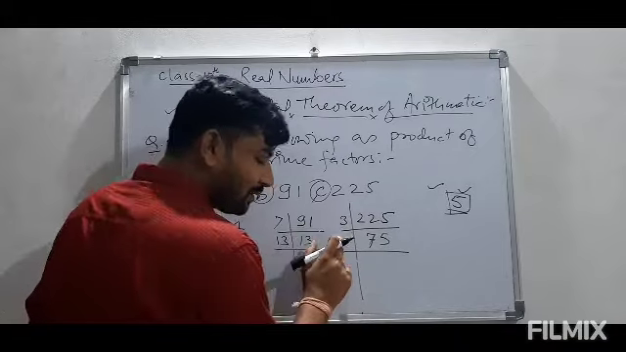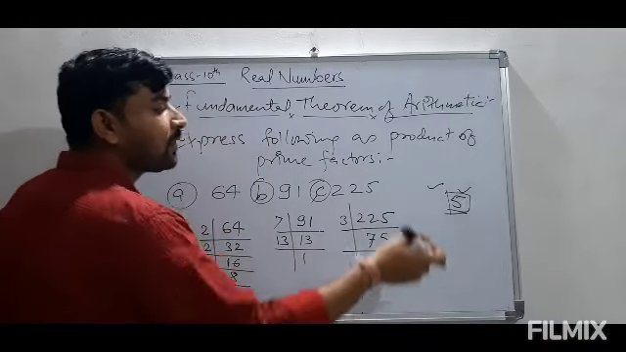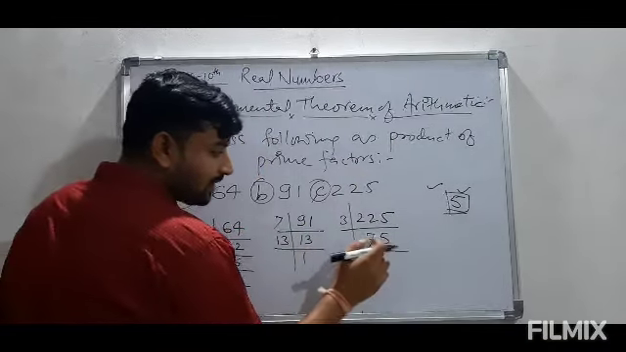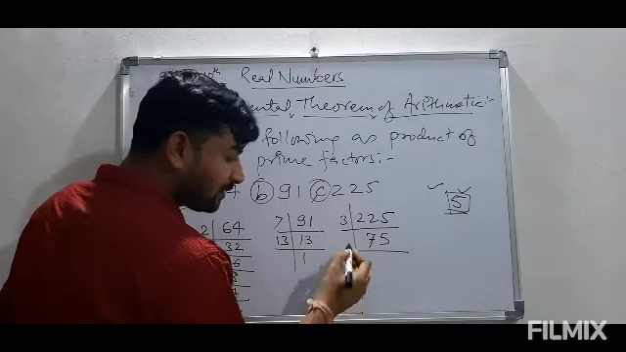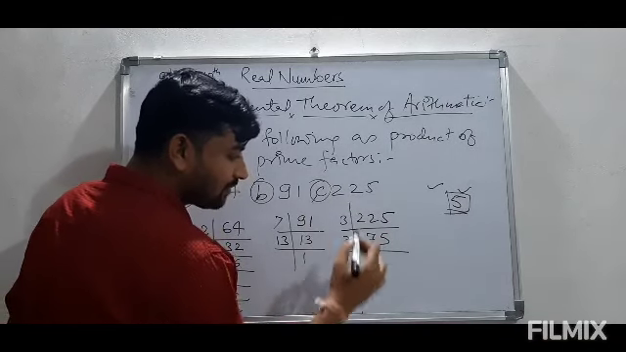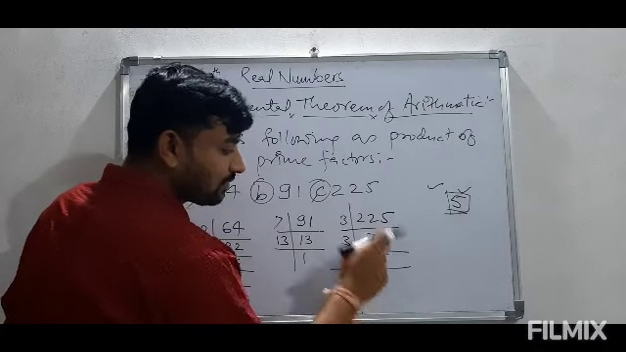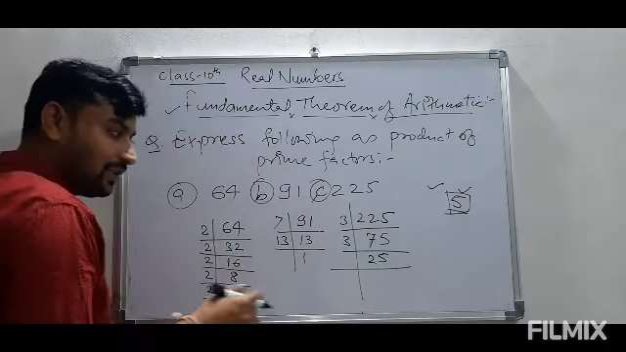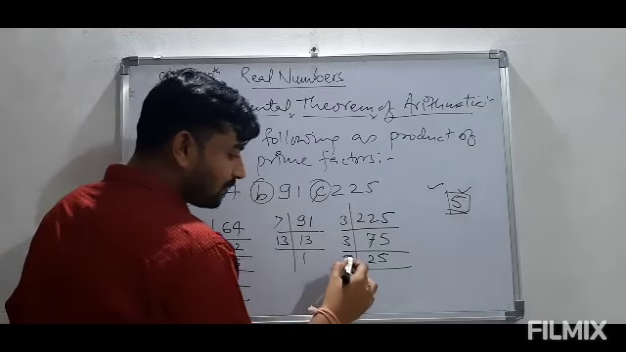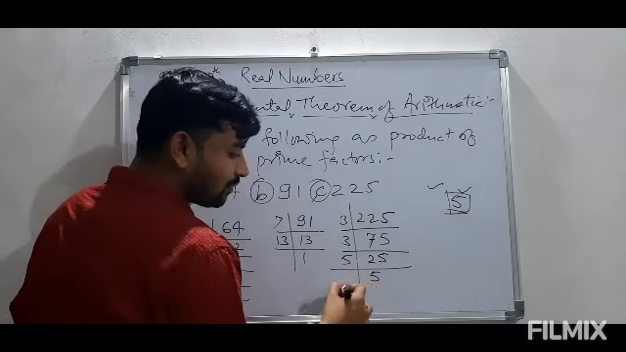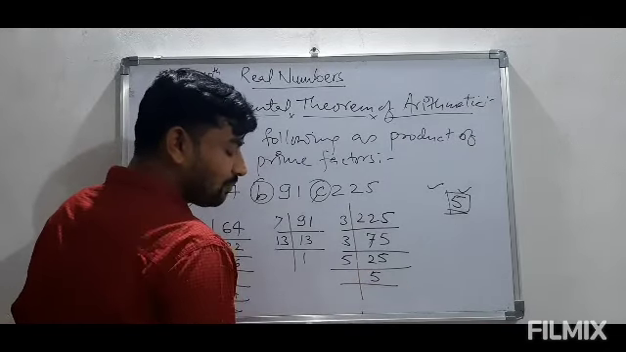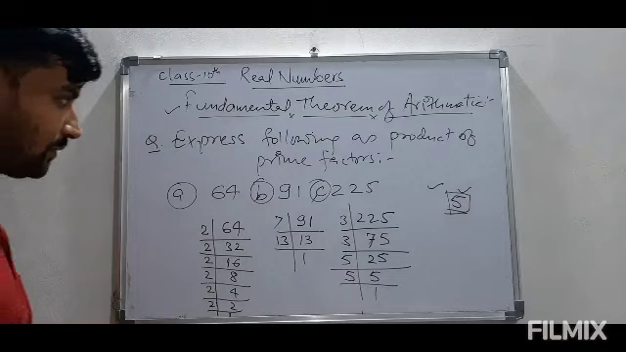If it is not divisible by 3, then we will move to the next prime number, that is 5. So if we add these two digits, 7 plus 5, again it is 12, so it is divisible by 3. This we will get 25. Then 2 plus 5, 7. 7 is not divisible by 3, so the next prime number is 5. And clearly it is divisible by 5 times, and again 5 is divisible by 5, so 1 will remain.